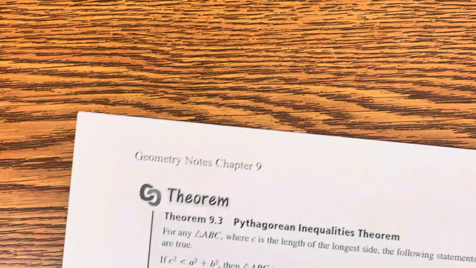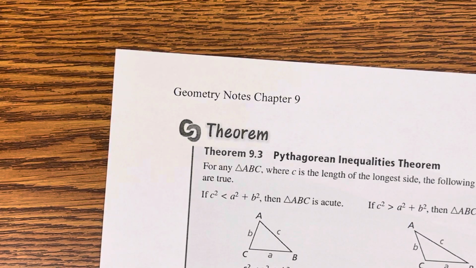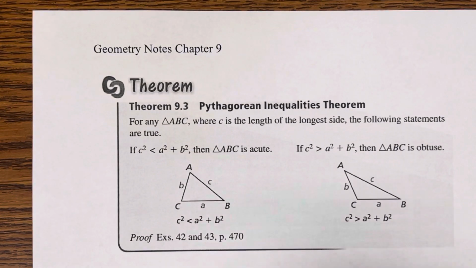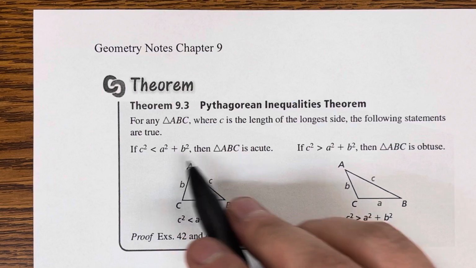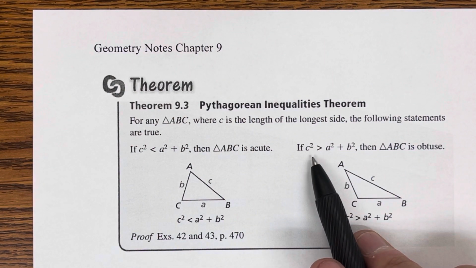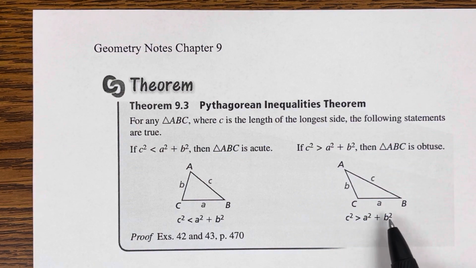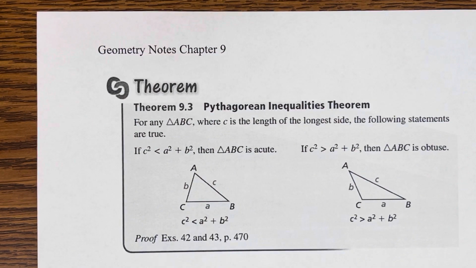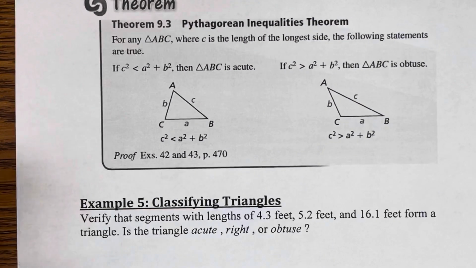So when it doesn't satisfy the Pythagorean theorem, if c squared is less than a squared plus b squared, then the triangle is acute. If c squared is greater than a squared plus b squared, then the triangle is obtuse. So we're going to follow the same procedure, and we're going to check to see if it's an acute, right, or an obtuse triangle. Before we can do that, though, we have to verify that it can be a triangle.